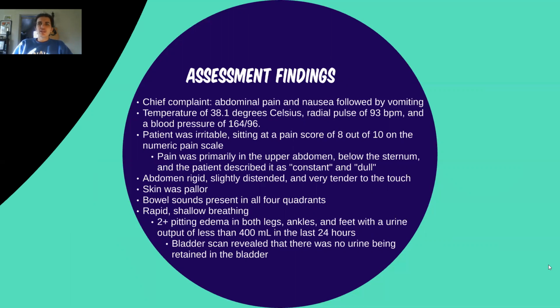And the pain was primarily in the upper abdomen below the sternum, and the patient described it as constant and dull. The abdomen was rigid, slightly distended, and very tender to the touch. The skin was pallor, bowel sounds present in all 4 quadrants. He had rapid, shallow breathing, 2+ pitting edema in both legs, ankles, and feet, with a urine output less than 400 milliliters in the last 24 hours. And a bladder scan revealed that there was no urine being retained in the bladder. So we're already looking at potentially fluid retention, not just a bladder issue here, since there was no urine in the bladder.